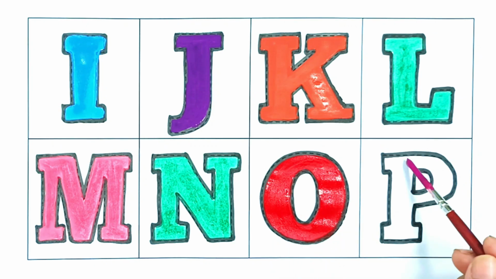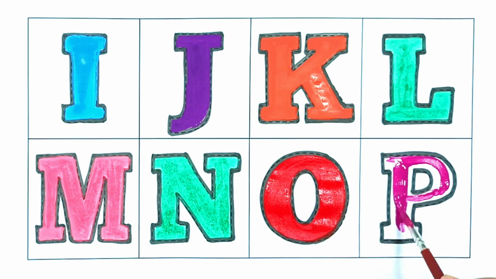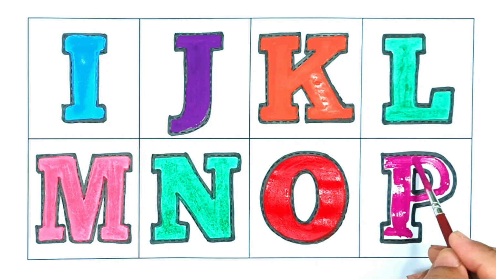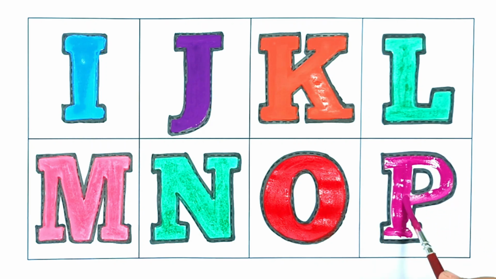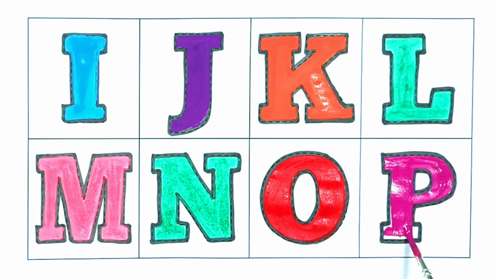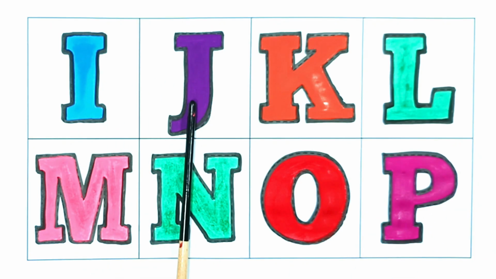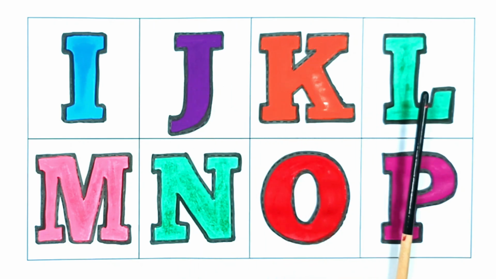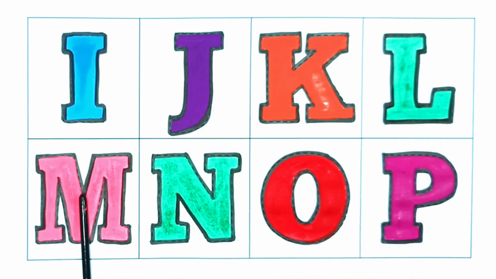Old MacDonald had a farm, E-I-E-I-O. And on his farm he had a cow, E-I-E-I-O. With a here and a there, here a, there a, everywhere. Old MacDonald had a farm, E-I-E-I-O. L, M, N, O, P.